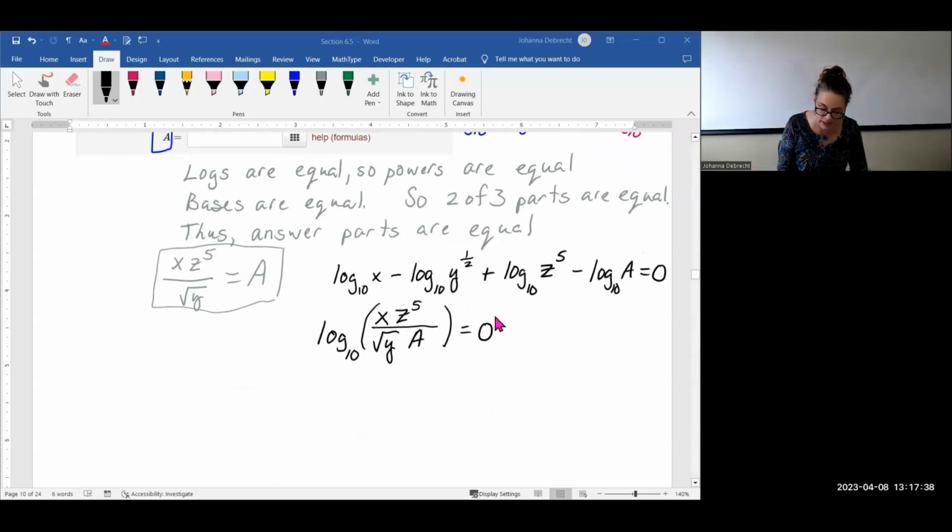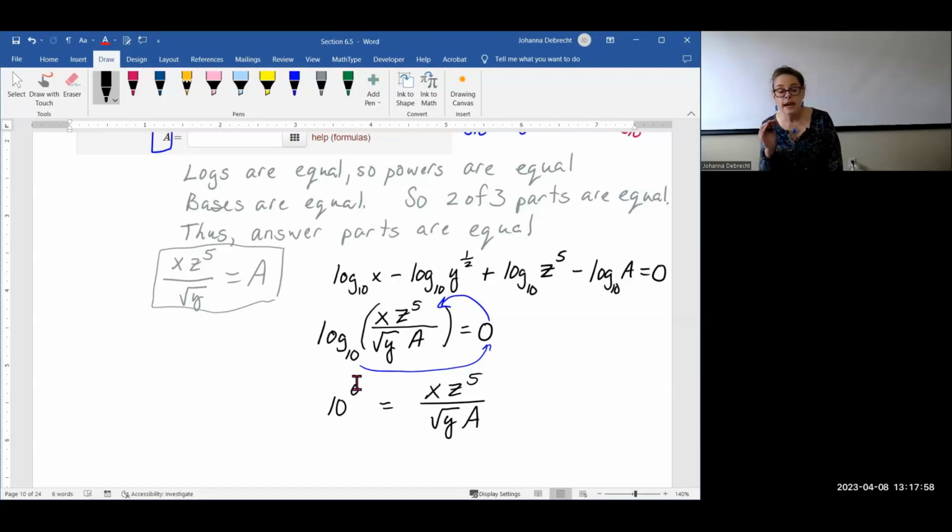So then I'm going to rewrite this one. And this is going to give me 10, the base, being raised to a power, giving me this for the answer. So I have 10 to the 0th power equals x z to the 5th divided by the square root of y times a. Now, what is 10 to the 0th power? Well, any value to the 0th power except 0, we cannot take 0 to the 0th. Any number to the 0th power is 1 except 0.